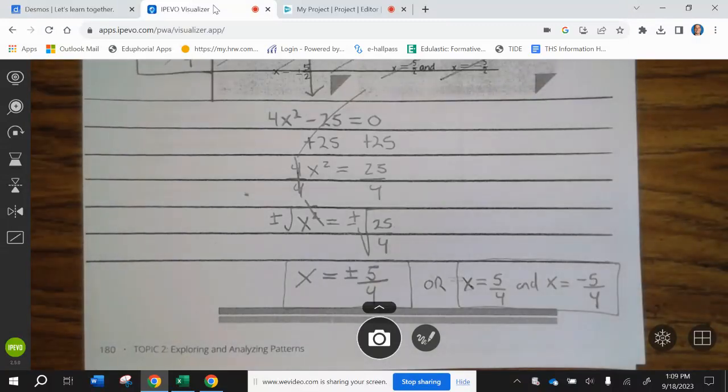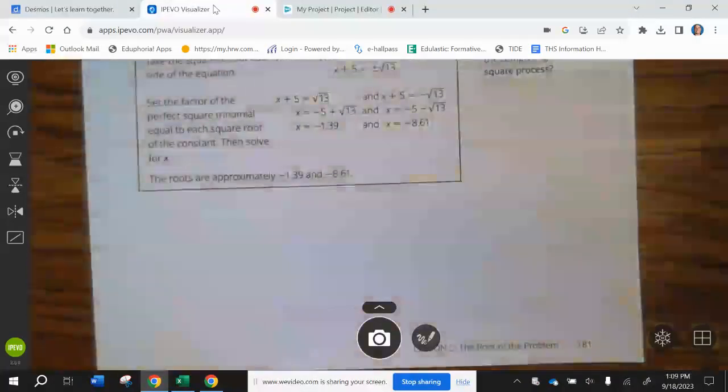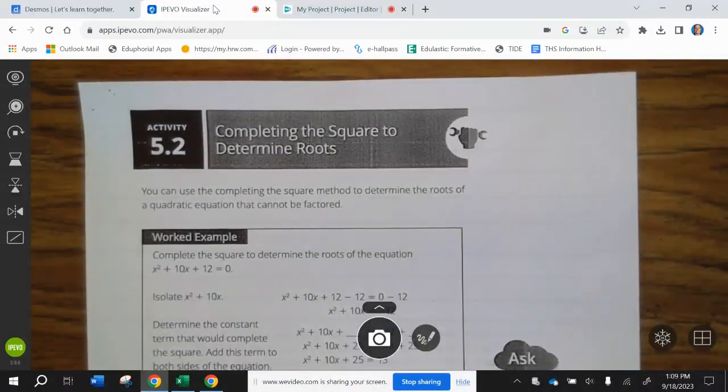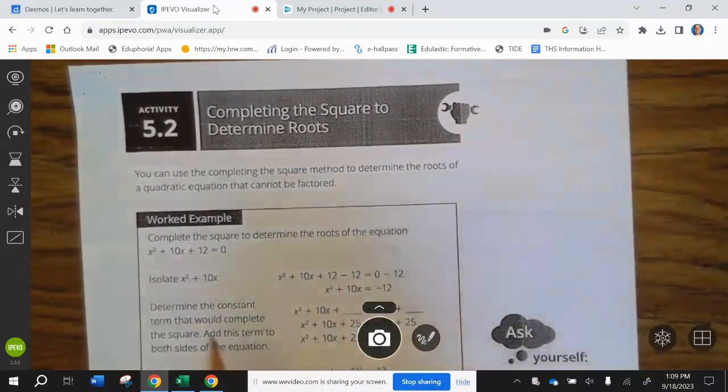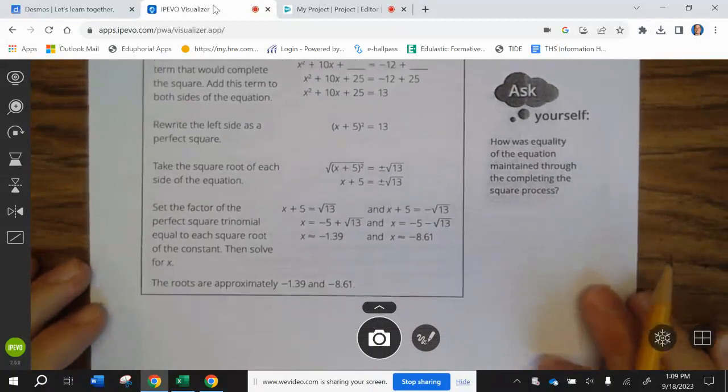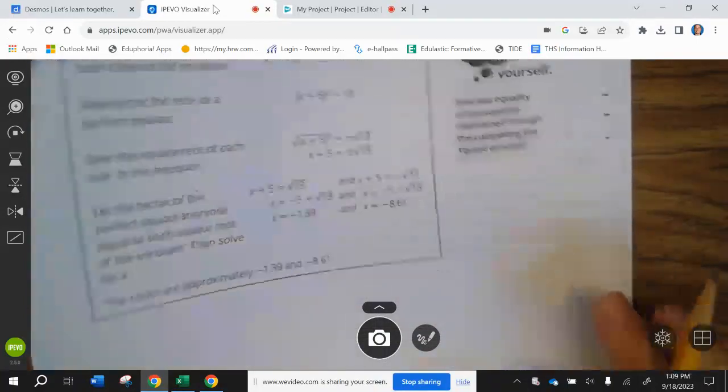All right, let's take a look at the next page. All right, activity 5.2, completing the square to determine square roots. You can use completing the square method to determine the roots of a quadratic equation that cannot be factored. Okay, so you're welcome to read the worked example. And then we're going to move on to the next page.